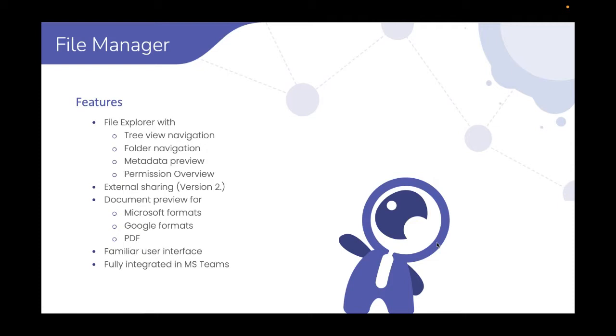External sharing is planned for version 2, but you will see there is a button right now. And we can, of course, preview all Microsoft formats, Google formats, and PDF. And if you have some JPEGs or pictures, of course, you can have a preview of these pictures too. Of course, we are planning to view emails as well, but that's something for version 2 or version 3.